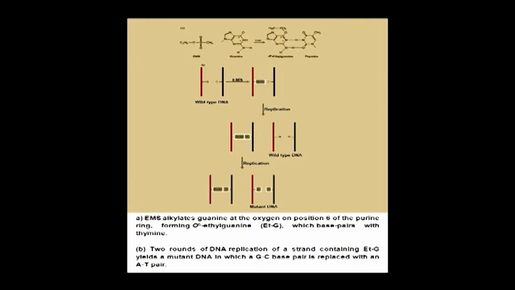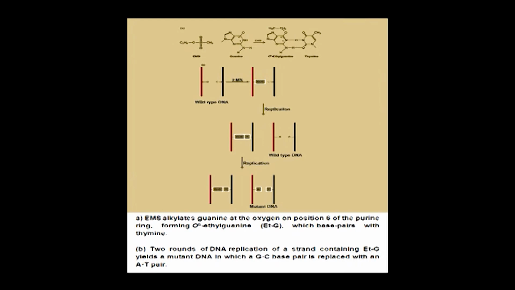For example, ethyl methane sulfonate, a commonly used mutagen, alkylates guanine in DNA forming O6-ethyl guanine. During subsequent DNA replication, O6-ethyl guanine directs incorporation of deoxythymidylate, not deoxycytidylate, resulting in the formation of mutant cells in which a GC base pair is replaced with an AT base pair.